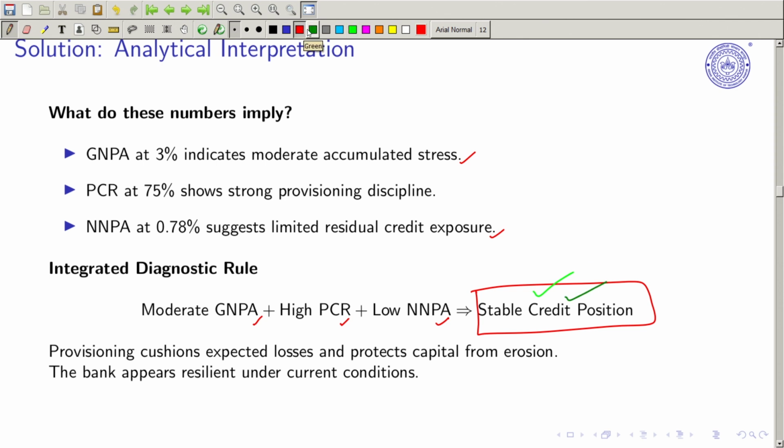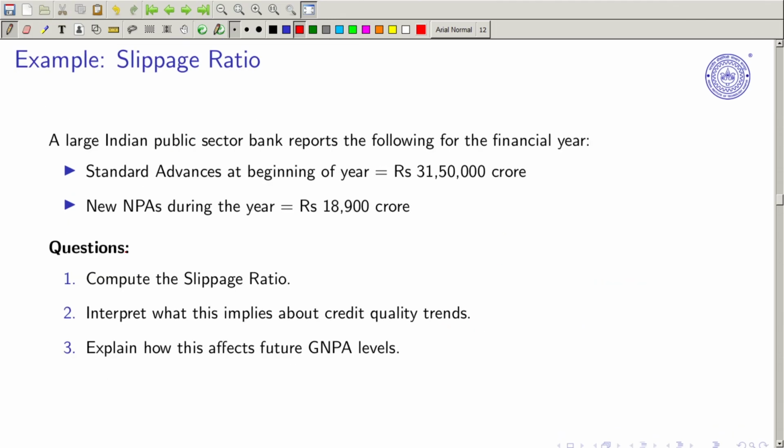So this is what we get: stable credit provision, which means moderate GNPA, which is 3%, then the provision coverage ratio, which is 75%, and NNPA is 0.78. So this can also be touched upon. It means that the bank looks somewhat resilient. And then here we have the slippage ratio. What do we infer by it?